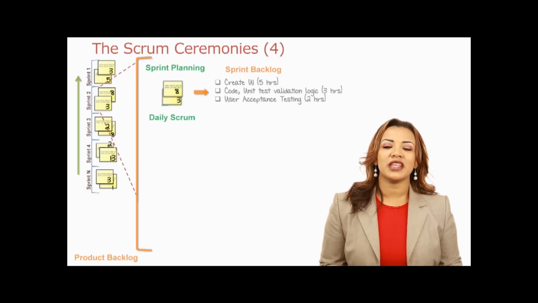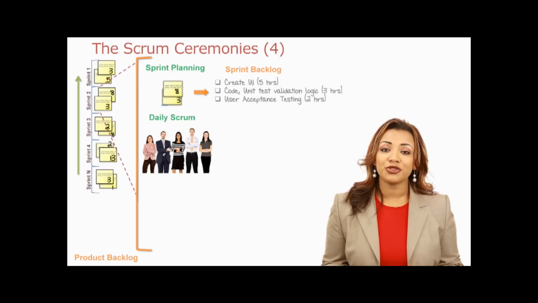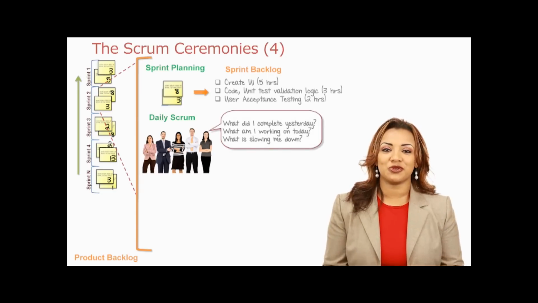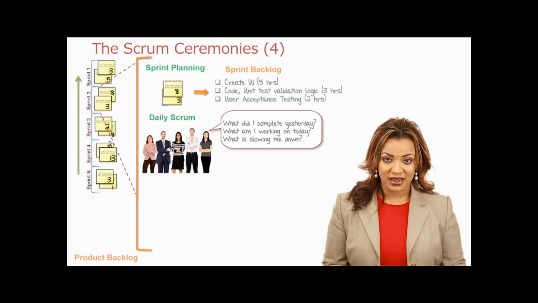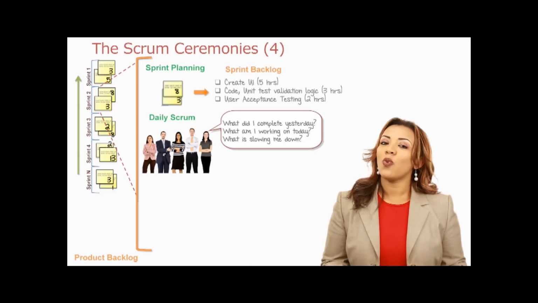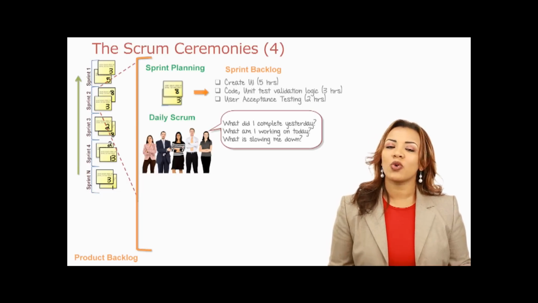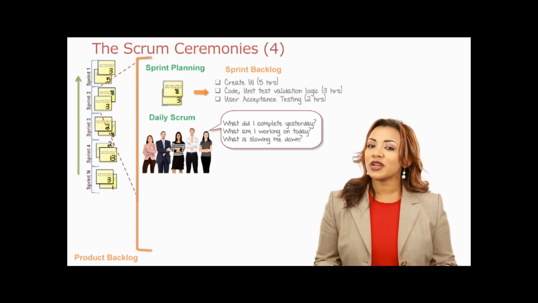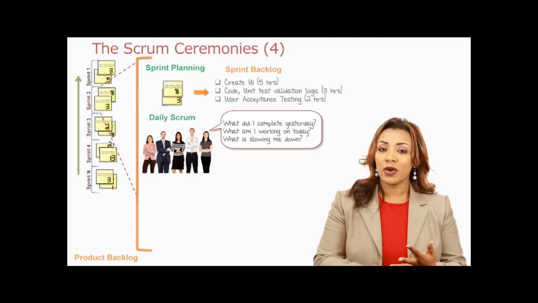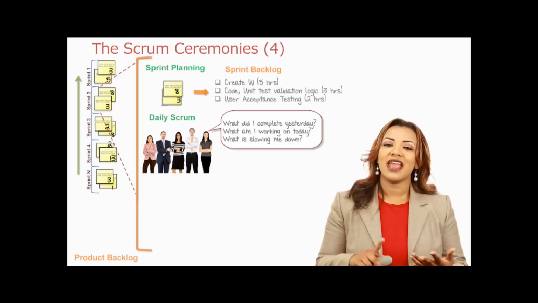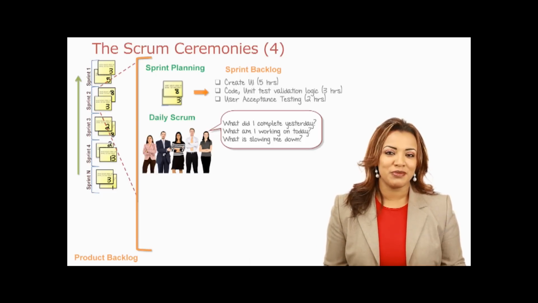Our next ceremony is the daily Scrum meeting. The daily Scrum meeting is where the team members get together every day and they answer 3 questions, and they don't answer it to the Scrum Master, they answer it to themselves. What did I work on yesterday that I completed? What am I working on today? And what is slowing me down, or what impediments do I have? So the 3 questions is really focused around accomplishments for yesterday, what do I hope to accomplish today, and what is stopping me?